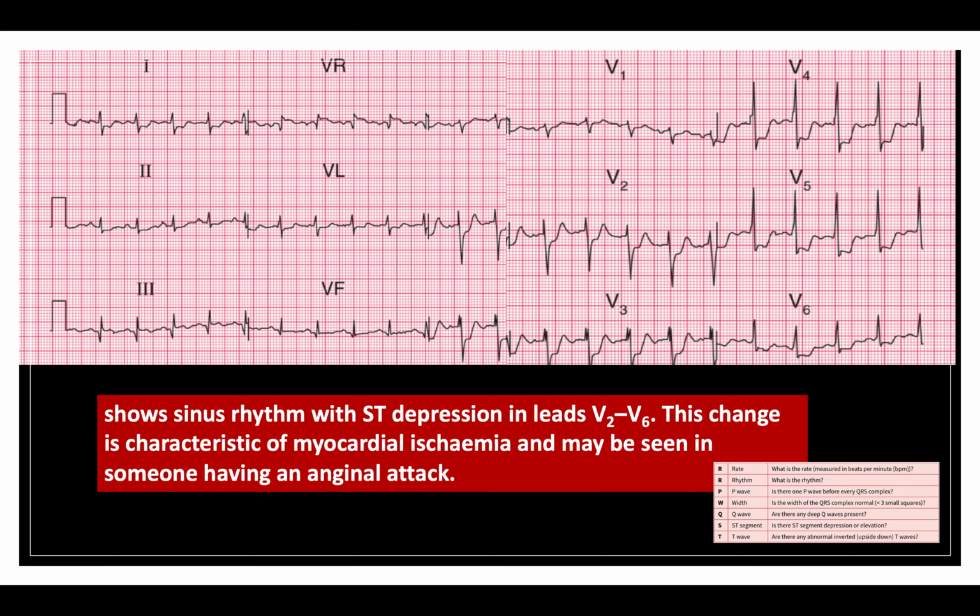So it's safe to say this person is probably suffering from some sort of ST depression. The biggest elephant in this ECG is some sort of ST depression between leads V2 to V6, and the person may be suffering from some sort of angina attack or myocardial ischemia, which requires immediate emergency department intervention.